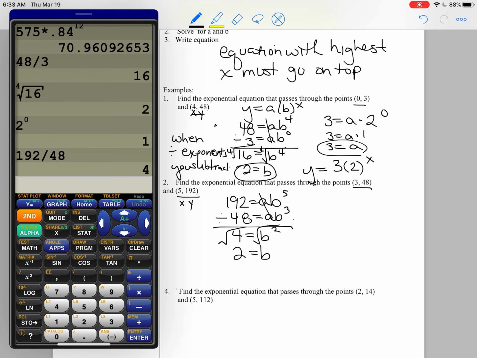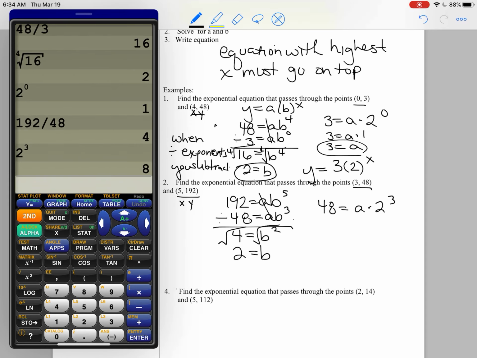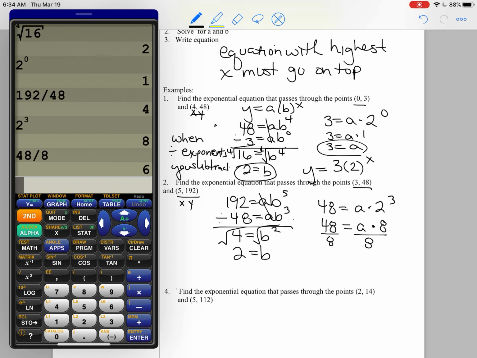Solve for A. Again, I'd probably pick the smaller equation. It's easier to work with. 48 equals A times 2 to the 3rd power. 2 to the 3rd is 8. So 48 equals A times 8. Divide by 8. And use your calculator. 48 divided by 8 is 6, is equal to A. Write our equation. y equals 6 times 2 to the x.